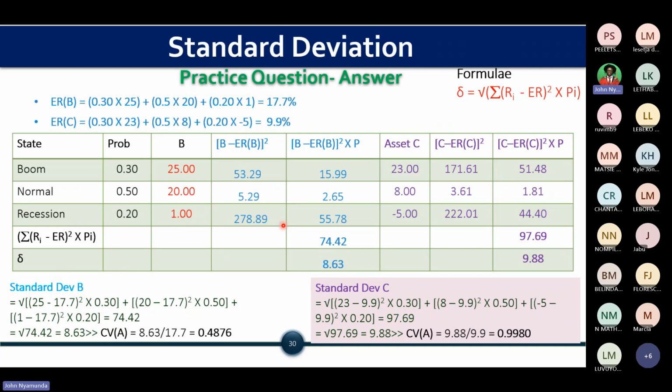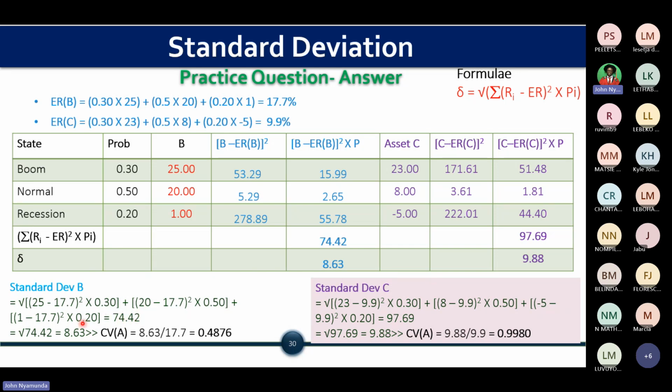For B, the expected return is 0.3 times 25, 0.5 times 20, 0.2 times 1, which gives you 17.7. Then you go to the first line: 25 minus 17.7 expected return, squared, times 0.3, plus 20 minus 17.7 squared times 0.5. Then the third line: 1 minus 17.7 squared times 0.2. You get 74.42.